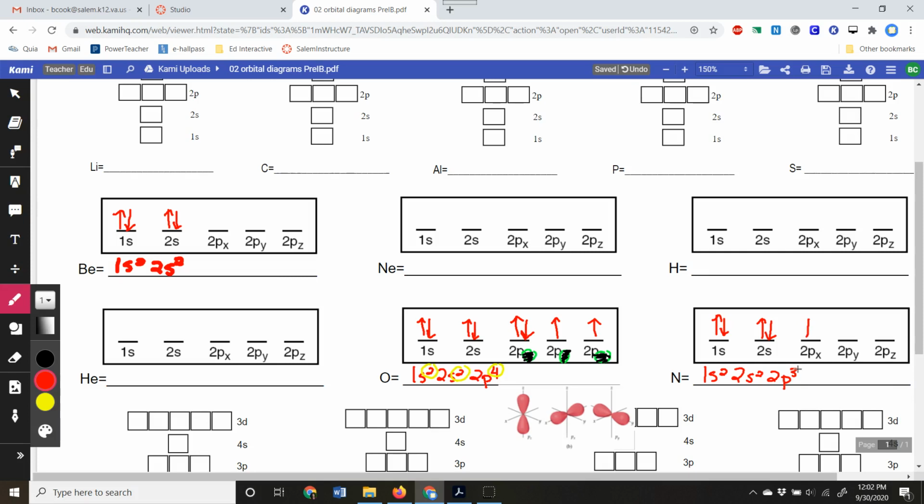So we're going to fill in those 3 electrons as up, up, up. They're all in different orbitals because they want to space out as much as possible before they start to pair up.